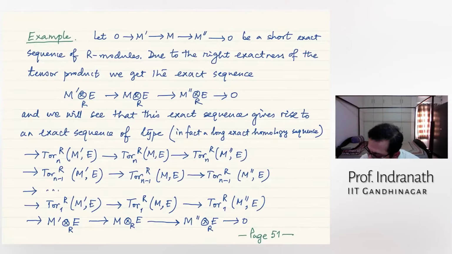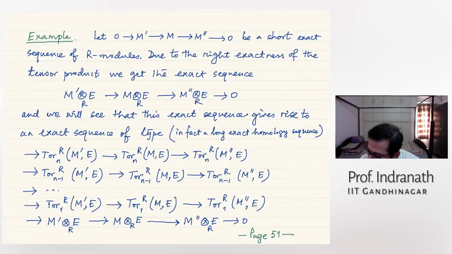It is just a general fact that if you have a short exact sequence of chain complexes, that means each of these, M star dash, M star and M star double dash, is a chain complex. And these maps F and G are maps between chain complexes. At each level, these are R module homomorphisms, and the big diagram is commutative. Each square is commutative.